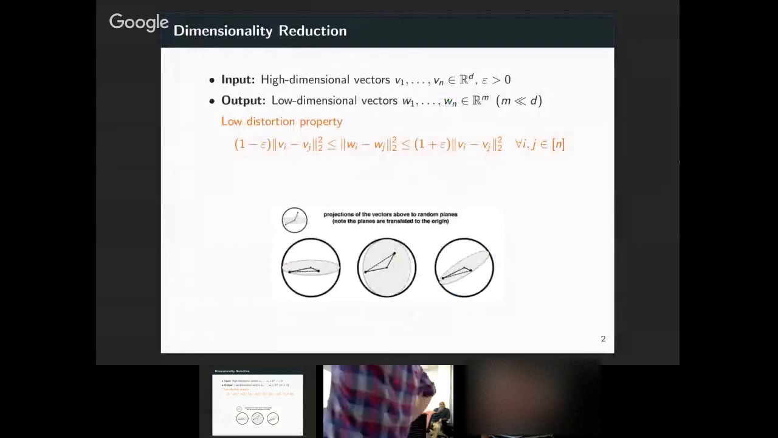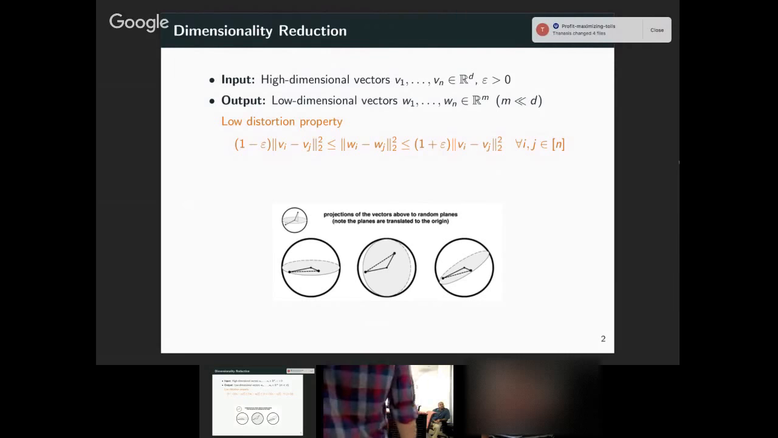We want to map these to a lower dimensional space, and of course we don't want to do this in an arbitrary way. We want to do it in such a way that we can maintain distances approximately. So if these are the original distances, ||Vi minus Vj|| squared in Euclidean norm, then we want our output to be within a 1 plus minus epsilon approximation factor.